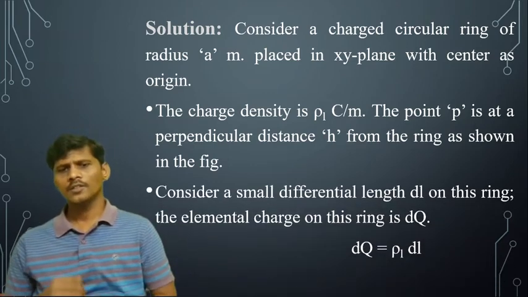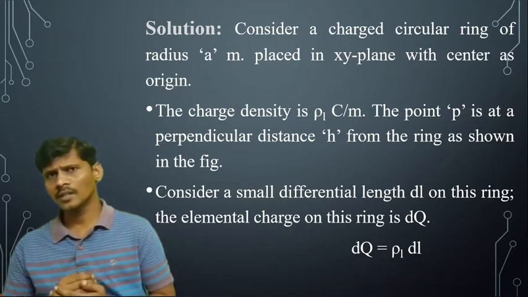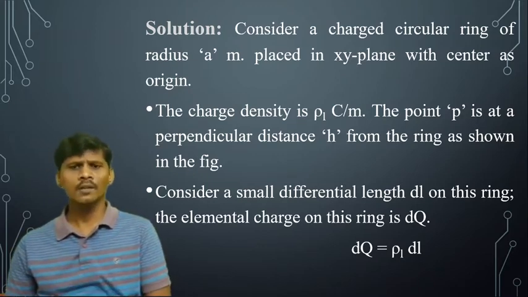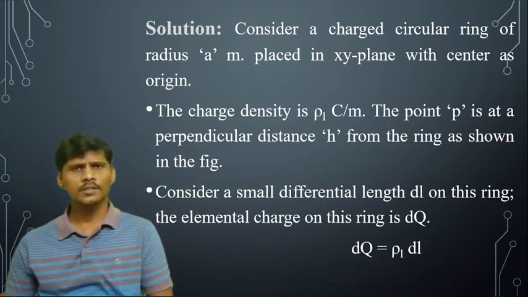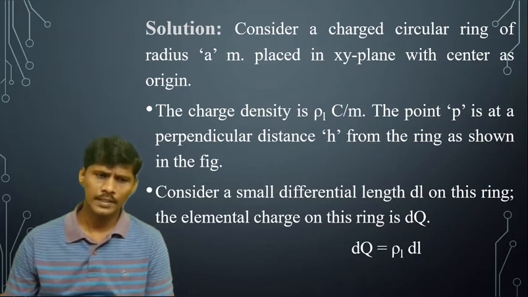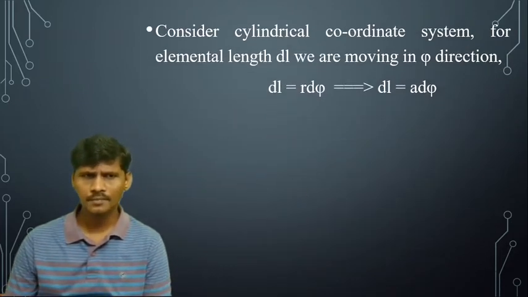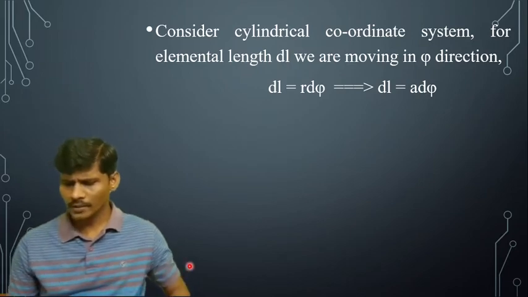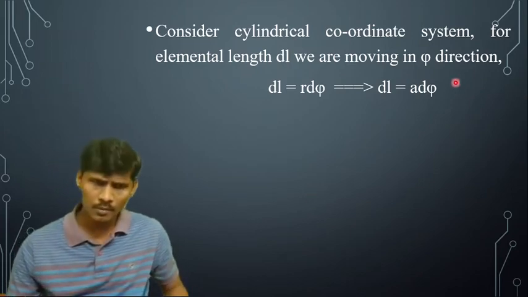What type of charge does the circular ring carry? Consider a small differential length dl on the ring. The elemental charge on this ring is dq equal to rho L into dl. In the cylindrical coordinate system, what is the differential length dl bar?